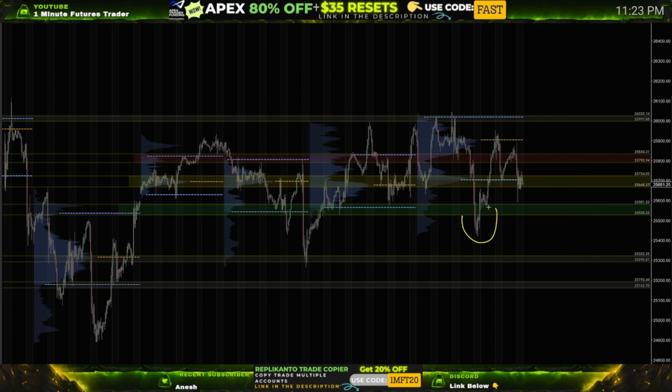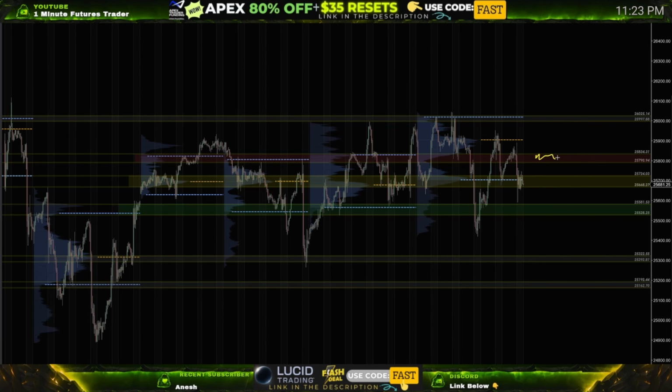Pretty much we tested the outside of the value area. We tested, again, the value area low. We tested the value area high, and then we went back inside the value area where the point of control is. So for the following week, that is what I'm looking for.